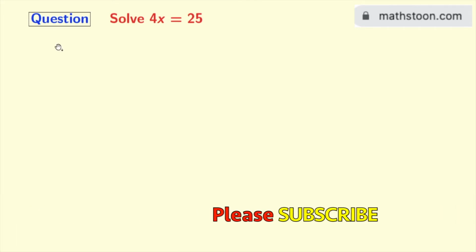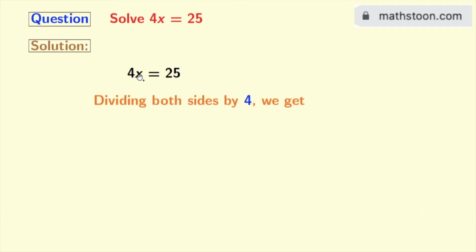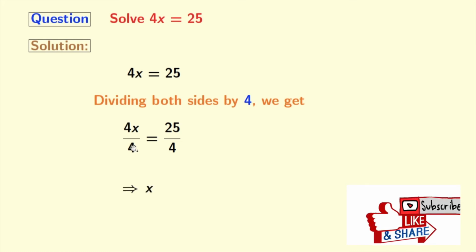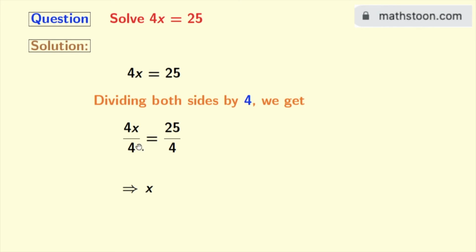Let's get started. This is our given equation. Look that in the left hand side, we have 4 as the coefficient of x. So we will divide both sides by 4. Doing so, we get 4x by 4 is equal to 25 by 4. In the left hand side, 4 gets cancelled and we are left with x. And as 25 by 4 cannot be simplified further, we will keep it the same. So finally we get x is equal to 25 by 4 as our answer.